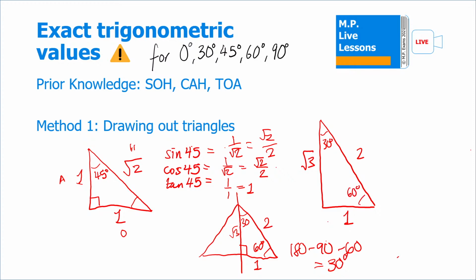Then we can see a few values. Now, for example, sine 30, cos 30, tan 30, and then sine 60, cos 60, and tan 60. I'll just write down the values here.